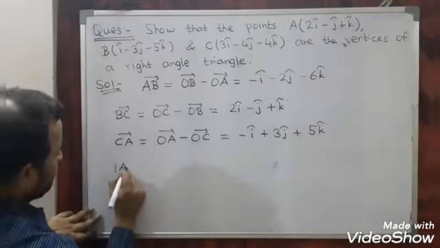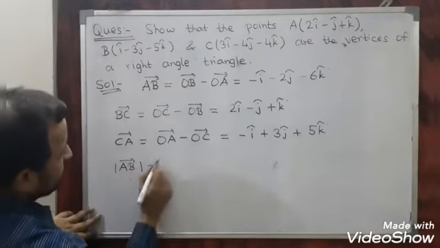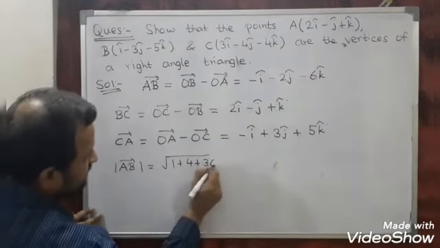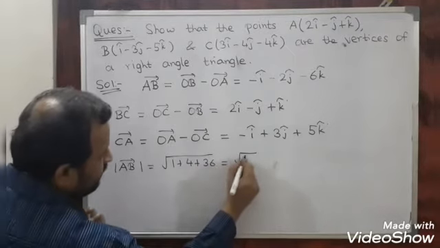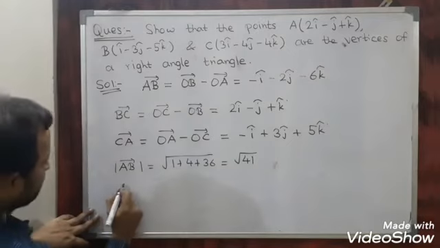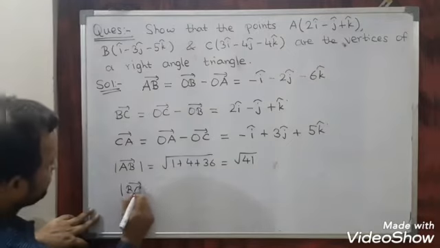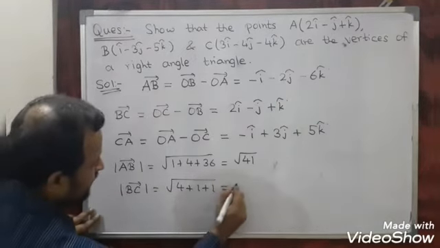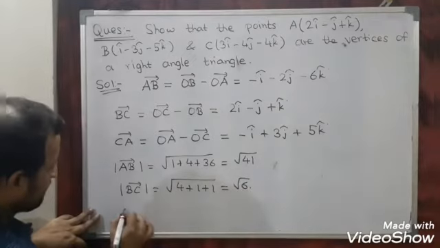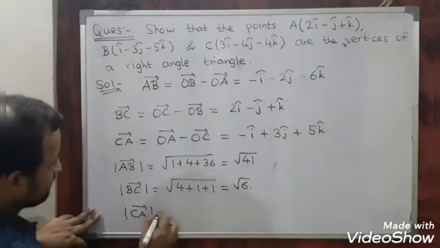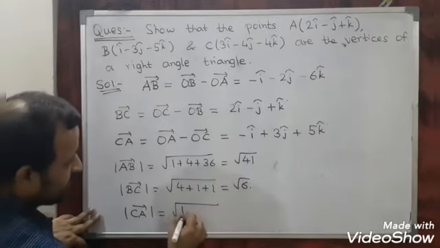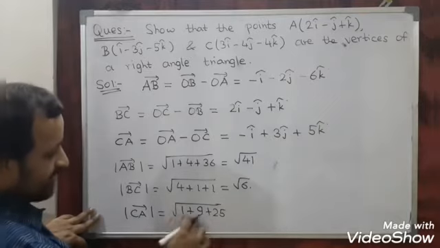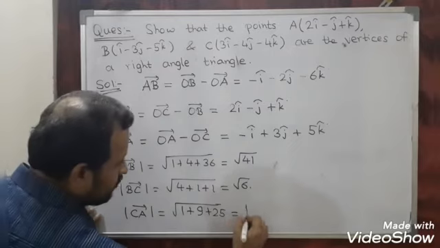Next we have to find the magnitudes. Magnitude of AB vector: minus 1 square, so 1 plus 4 plus 36, you will get root over 41. Magnitude of BC vector: 2 square is 4 plus 1 plus 1, you will get root 6. Similarly, magnitude of CA vector: minus 1 square, so 1 plus 9 plus 25, you will get root over 35.